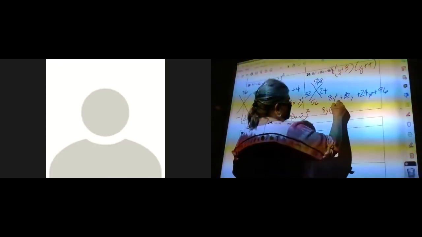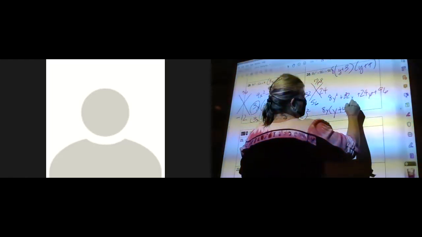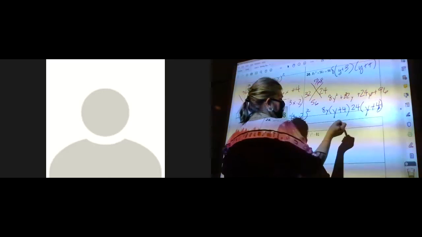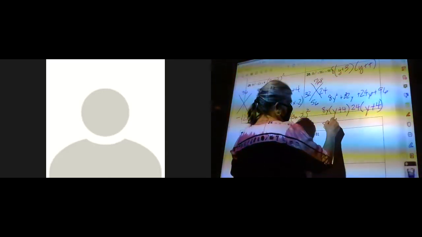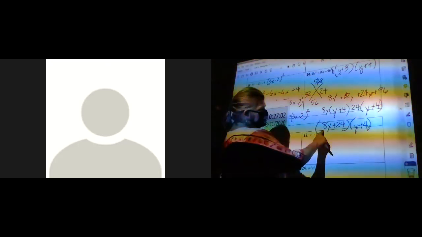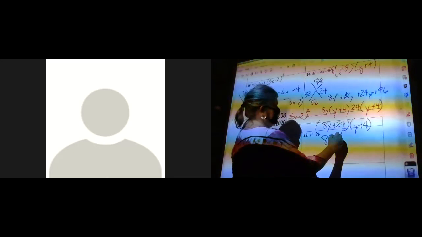And then what did you factor out in the first two terms? I had 8y parentheses y plus 4. And then the second two? 24 parentheses y plus 4. So then you had 8y plus 24 times y plus 4. And then I factored out the 8. Yeah, that's exactly right. So then you had 8y plus 3.